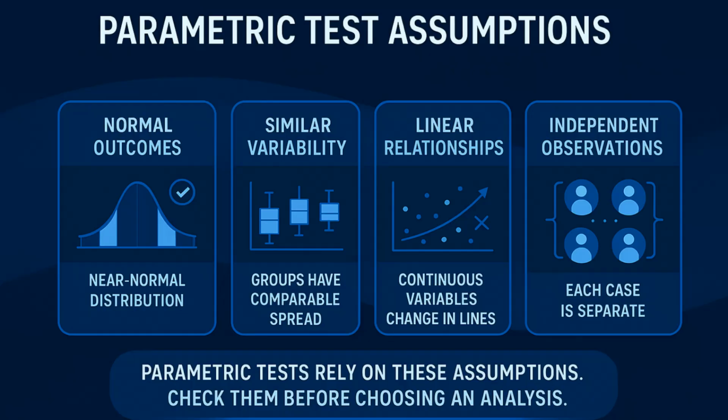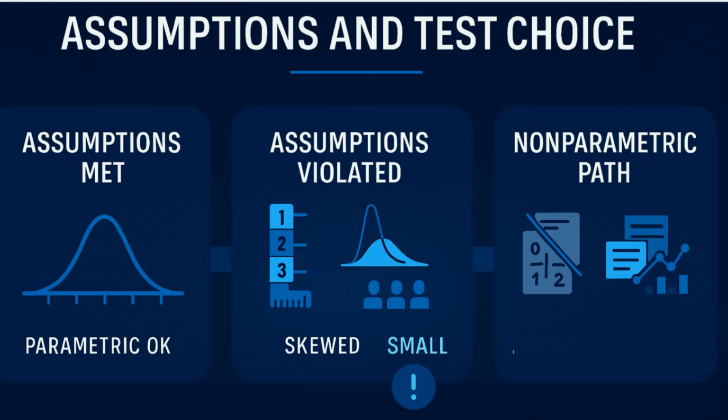All of the analyses discussed here are parametric tests, meaning they rely on assumptions about the data. These include normally distributed outcomes, similar variability across groups, linear relationships between continuous variables, and independence of observations. If these assumptions are violated, parametric tests may no longer be appropriate. Ordinal data, severely skewed distributions, or very small samples may require non-parametric alternatives, which will be addressed separately.